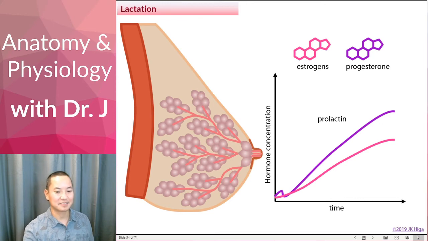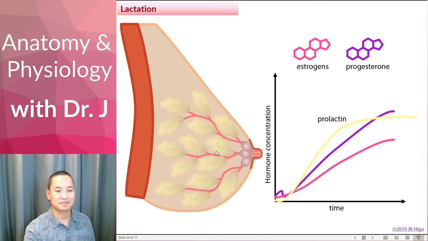So prolactin is being secreted. During pregnancy, prolactin goes through the roof as well, and this stimulates the production of milk. So it's, again, promoting lactation. This stimulates all the lobular cells and then alveolar cells to make milk.